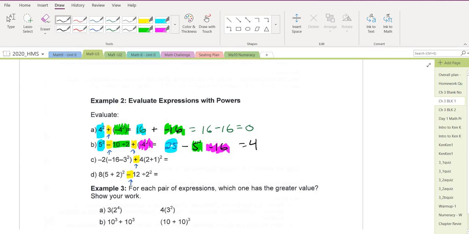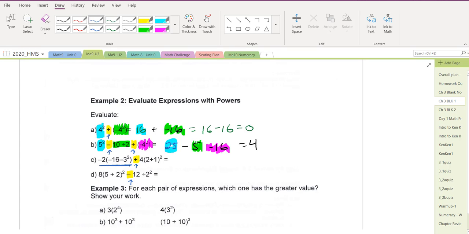The next one, C, gets a little bit more difficult. Okay. So we have our plus sign. So we're going to do the stuff to the left of it. Then we'll do the stuff to the right of it. Looking to the left of it, we have a number outside of our brackets, then followed by the brackets. So BEDMAS says we do the stuff inside the brackets first, right?